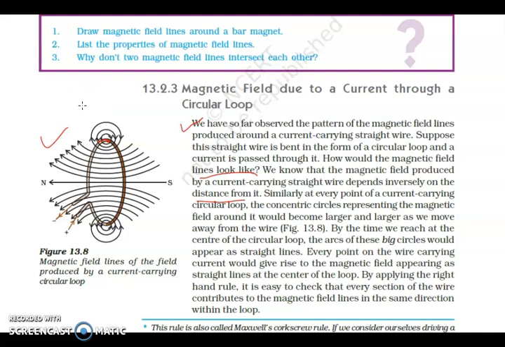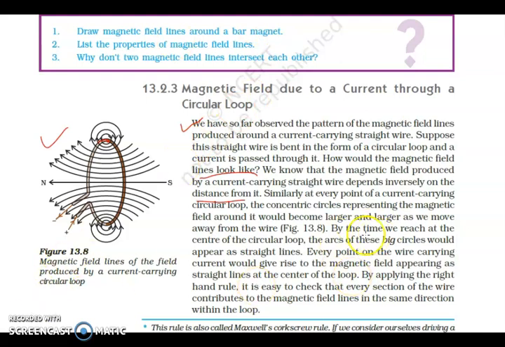So what you can say is this is a simple application of the right hand thumb rule. First one is we will apply it in a straight conductor, and second one is we can apply this in case of a current carrying loop.